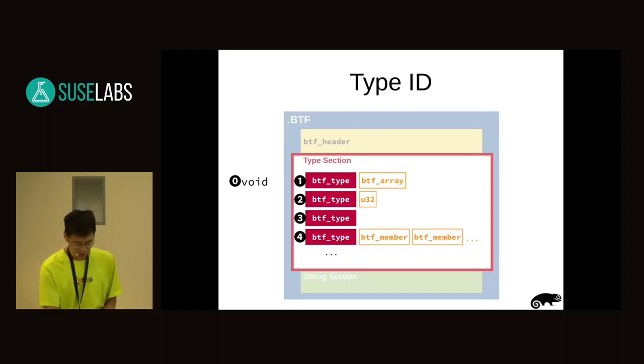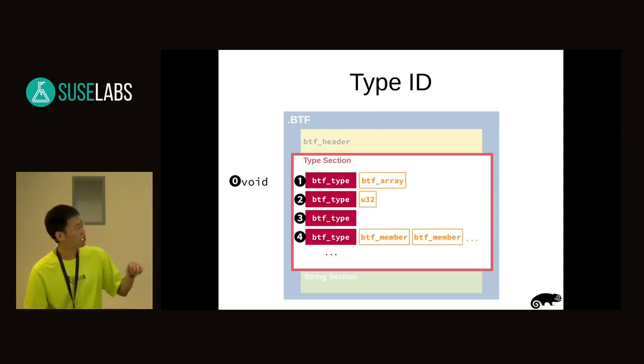Zero is the most special one. Zero is always for void. For the others, it starts from one. If the first type is an array, then the type ID of this first type is 1, and then it's 1, 2, 3, 4, and so on. Just follow the order, and you can locate the type you want.